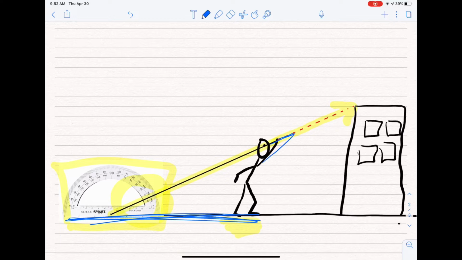Maybe I should have had them hold the string a little bit further out here because they need to be able to see that this is in the right line of sight. You can't just go, I think it might be right. Okay. And that will then give you the angle of elevation.